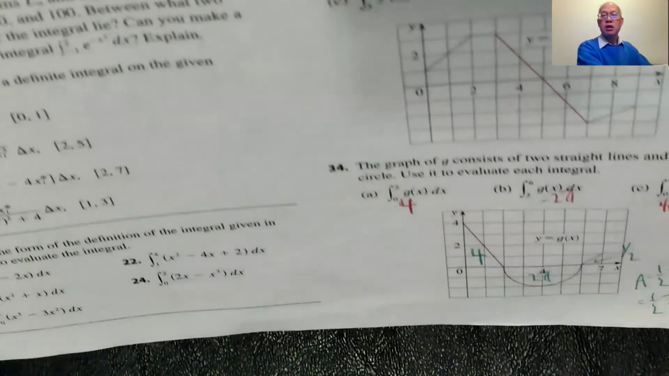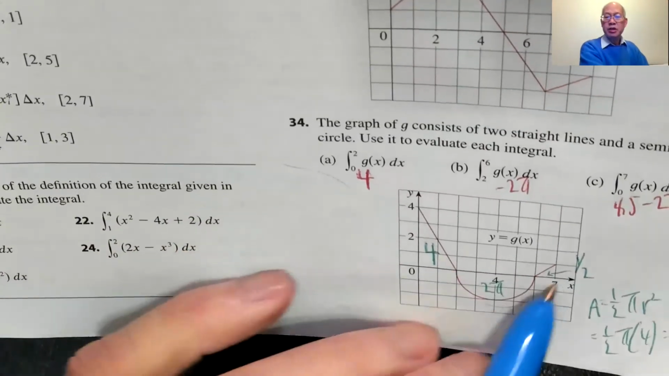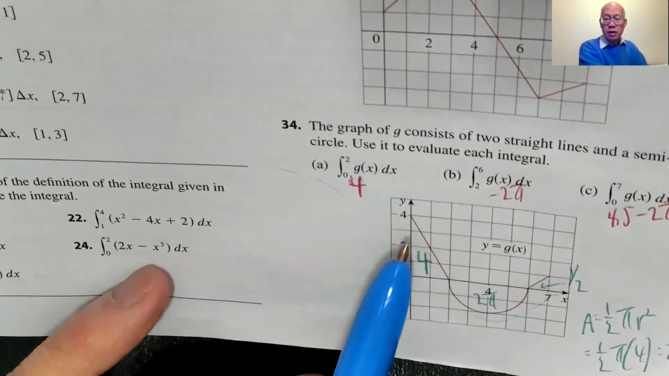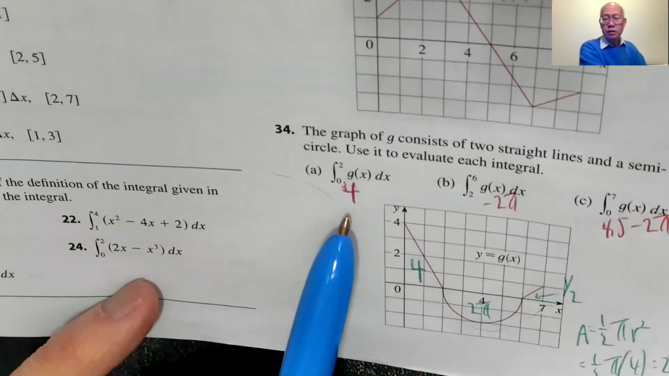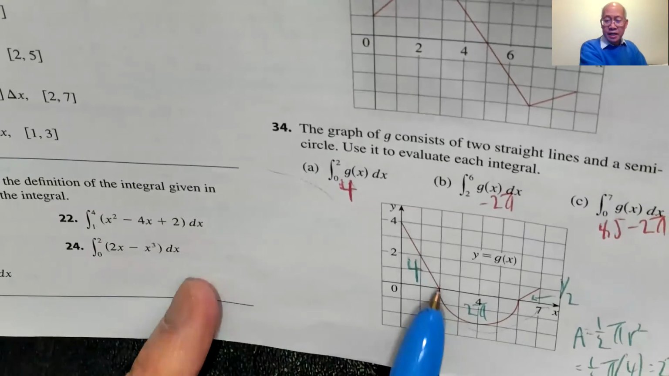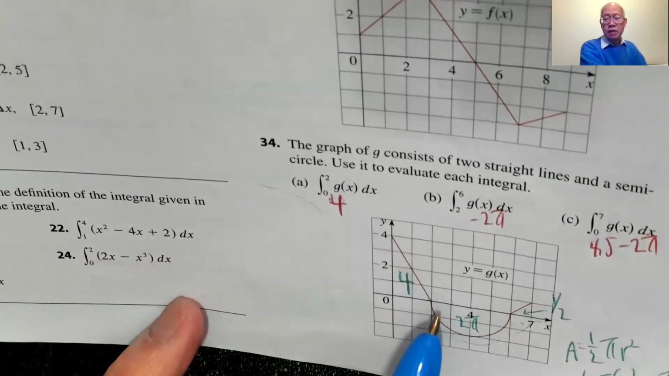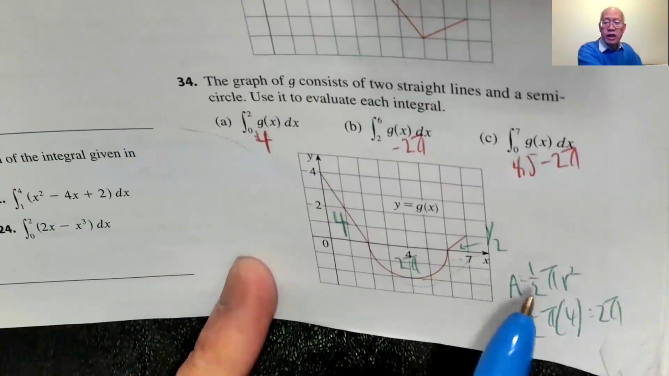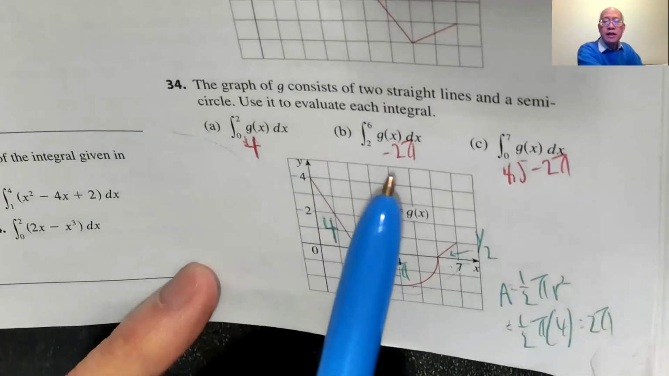Last one I'm going to show you was 34. Okay, so you have this semicircle and this integral from 0 to 2. Okay, that's just a triangle. 1/2 base times height. 1/2 of 2 times 4 is 4. From 2 to 6, that's, they said, is a semicircle. Underneath the x-axis, so it's going to be a negative number. The area is 1/2 of a circle, 1/2 pi r squared. 1/2 of pi times 4 is 2 pi. So the integral is -2 pi.